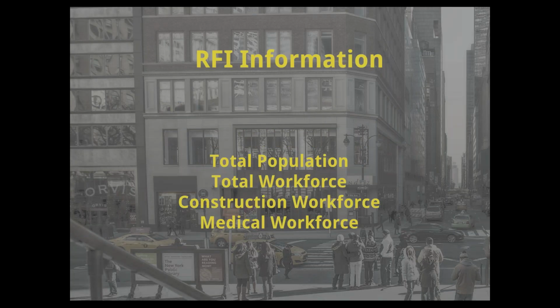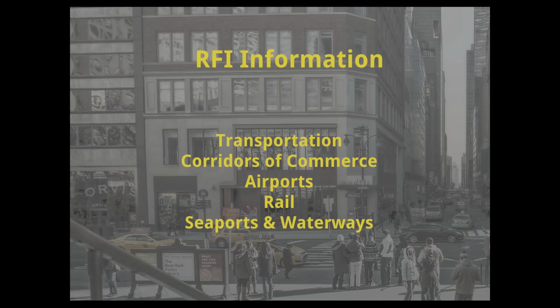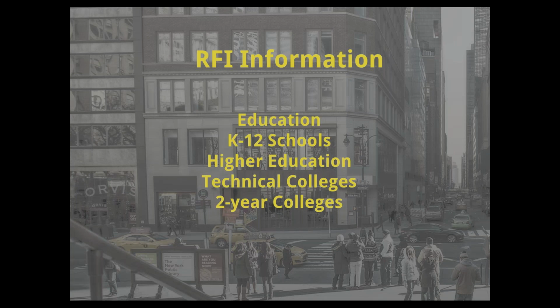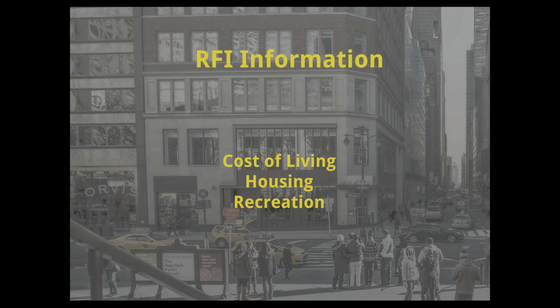I know often in an RFI, or request for information, someone may ask, for example, what's your total population? How about your workforce? What's the construction workforce? What's the medical workforce? Transportation comes up: corridors of commerce, airports, rail, seaports, and waterways. Emergency services. People interested in your community are going to want to know about the hospital and the healthcare facilities. What's the education? We hear this commonly. What are the K-12 schools available? What higher education is available? Technical colleges, two-year colleges. Cost of living, housing, recreation.